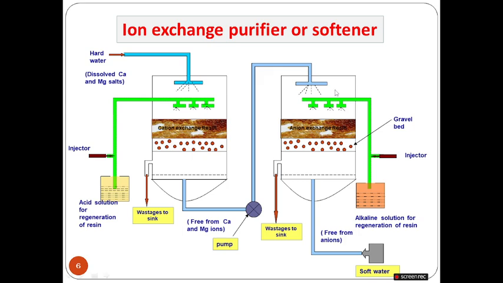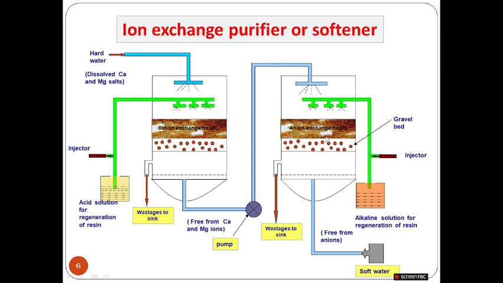Okay. Now move to the ion exchange purifier or softener. This diagram represents the ion exchange purifier or softener. This is a cation exchanger column, and this is an anion exchanger column. The cation exchanger column is packed with cation exchange resin, and this is packed with anion exchange resin. It is associated with an acidic solution for the regeneration of cation exchange resin, and a basic or alkaline solution for the regeneration of anion exchange resins.